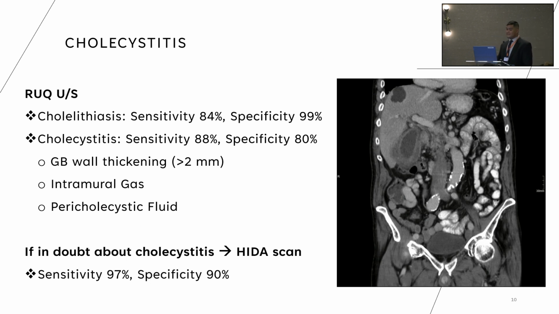Now, we all start with a right upper quadrant ultrasound. This is a great test for cholecystitis because the sensitivity is fairly high at 84%, with the specificity at 99%. And really what we're looking for is three different things. We're looking for gallbladder wall thickening, typically in the 4 millimeter range or greater than 2 millimeters. You can sometimes see intraluminal gas, and then you can also see inflammation or the pericholecystic fluid.